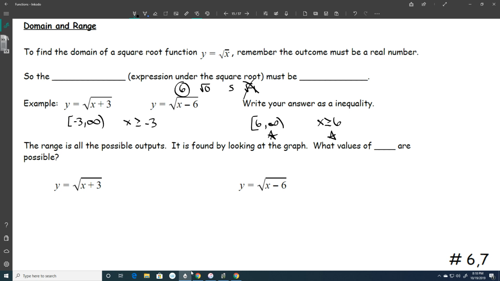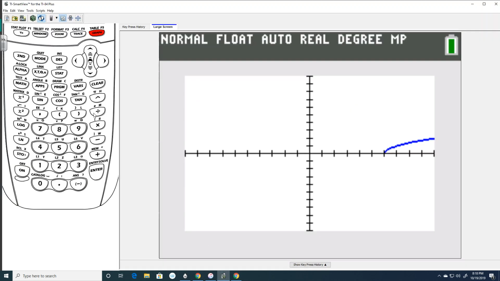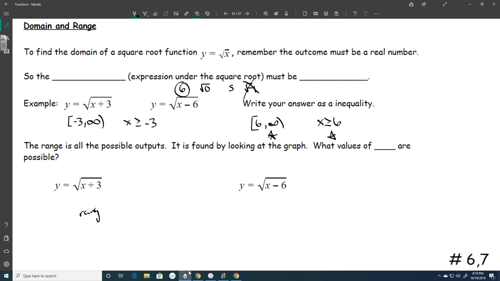Now, the range is all of the possible outputs, and that you just find by, I think the easiest way is just looking at the graph. So if I look at my graph, remember my range is my up and down, my y's. And looking at this, it's going to go up forever, but it never goes down below 0. So my range for both of these, my y is going to be greater than or equal to 0. That's going to be my range, all of the possible y values.